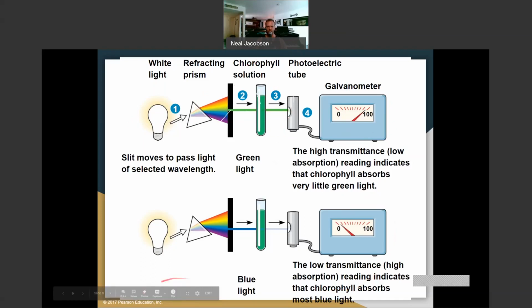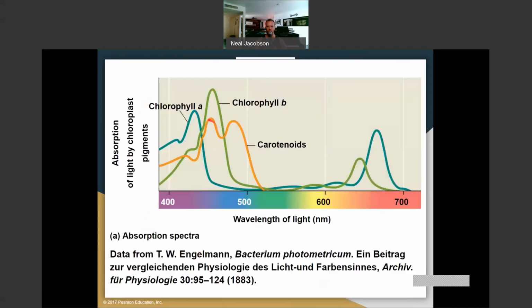And then take something like blue light, and blue light is absorbed by the pigments in the chloroplast. The green light isn't, but the blue light is, and it says, okay, there's not a lot being transmitted through the sample. The sample is absorbing a lot. And so what we can do is actually plot this out on a spectrum.